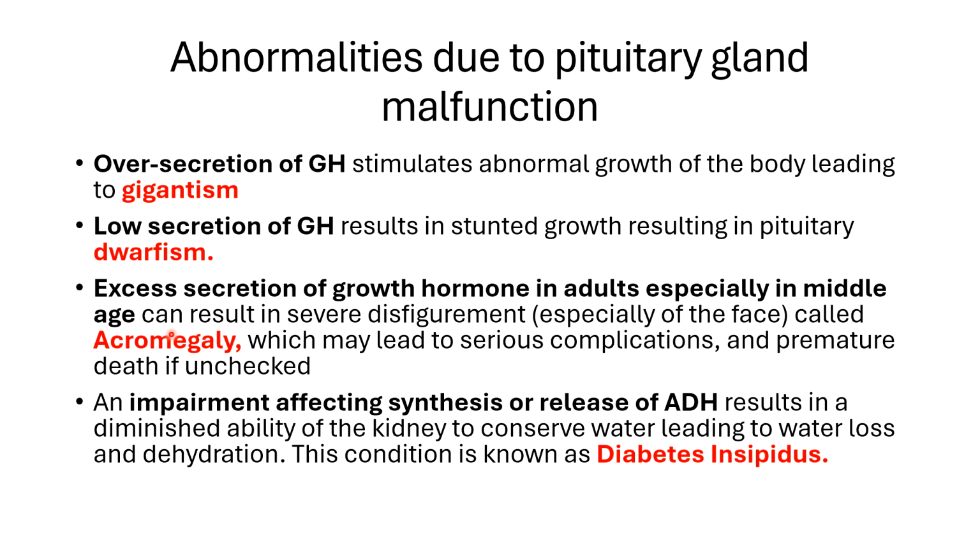Clear? There is another condition in which excessive growth hormone is secreted in adulthood, especially in middle age. It causes severe disfigurement of the face, that is, the face looks very elongated. This condition is called acromegaly, and it can lead to serious complications and premature death if unchecked. So remember, GH oversecretion, gigantism; low secretion, dwarfism; oversecretion during middle age causes facial abnormality, otherwise known as acromegaly.